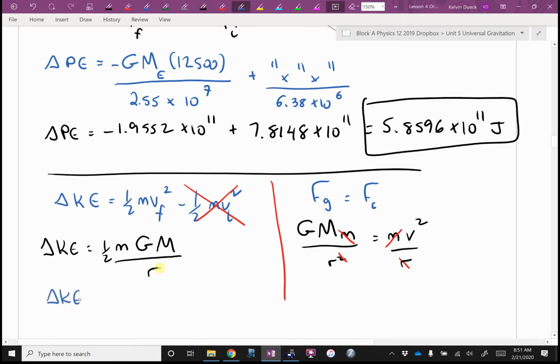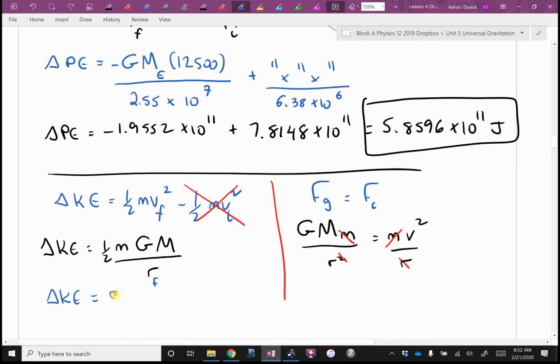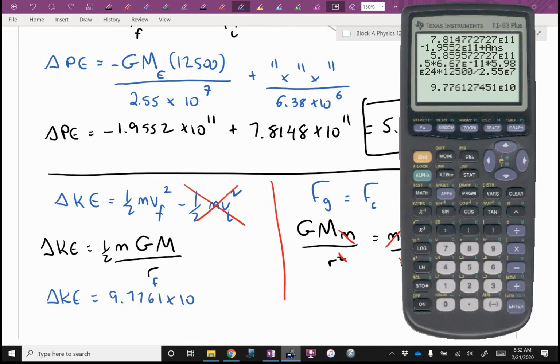Change in kinetic. By the way, do me a favor. Put a little R final there so that in your notes when you're studying, you know we used R final, not R Earth. Because I was lazy, I didn't write everything out there. On a test, I would write all my numbers in. What was it? It was 9.7761 times 10 to the 10th.